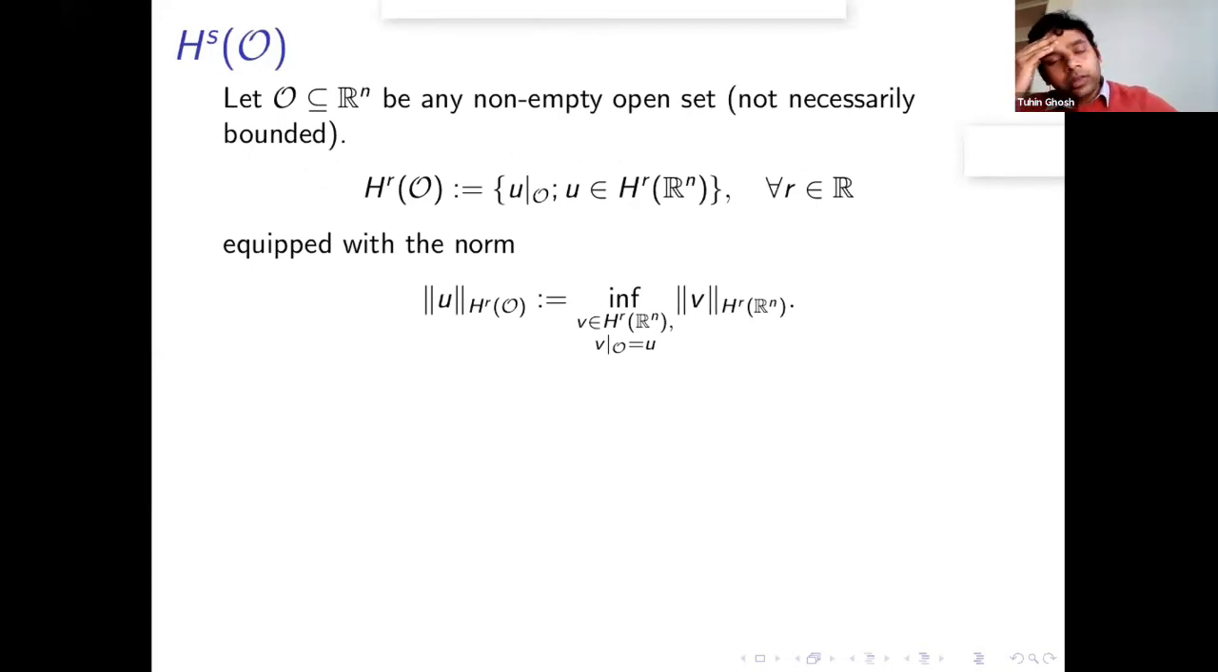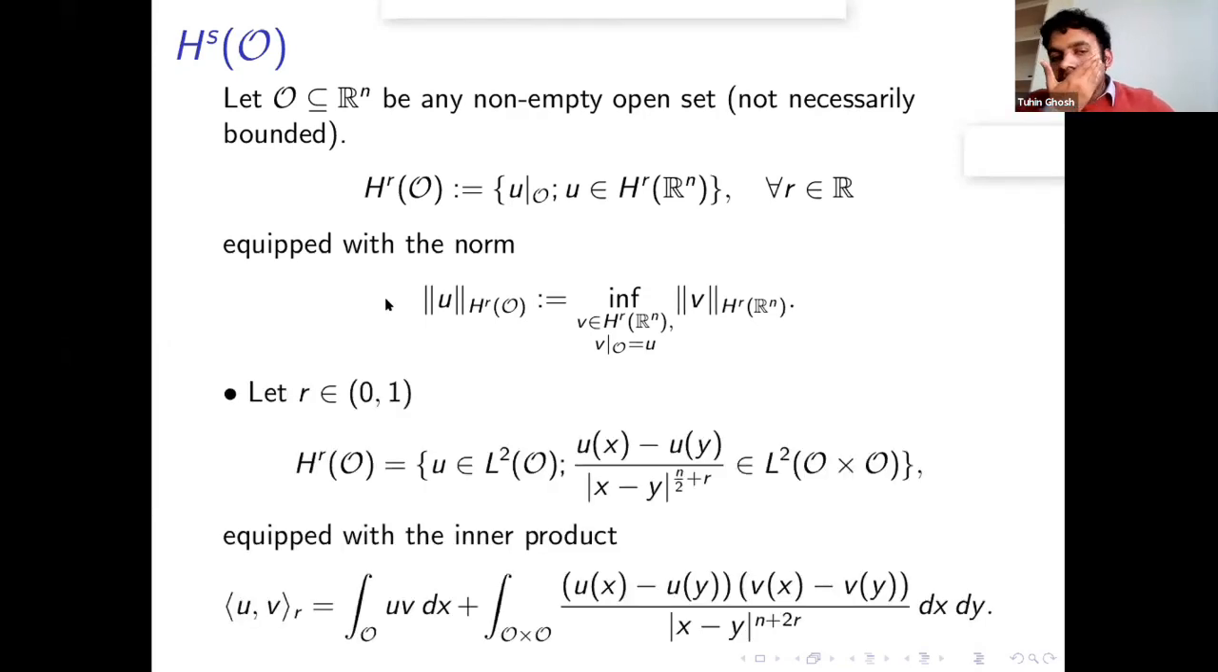That's a very easy definition: you take any H^r(R^n) function, you restrict it to Ω, and that's the way you define any H^r(O) function. And of course you can define the norm, the quotient norm. You take all possible v such that the restriction is u, then you minimize their norm, and whatever you get, you assign as the norm of the function in H^r(O).